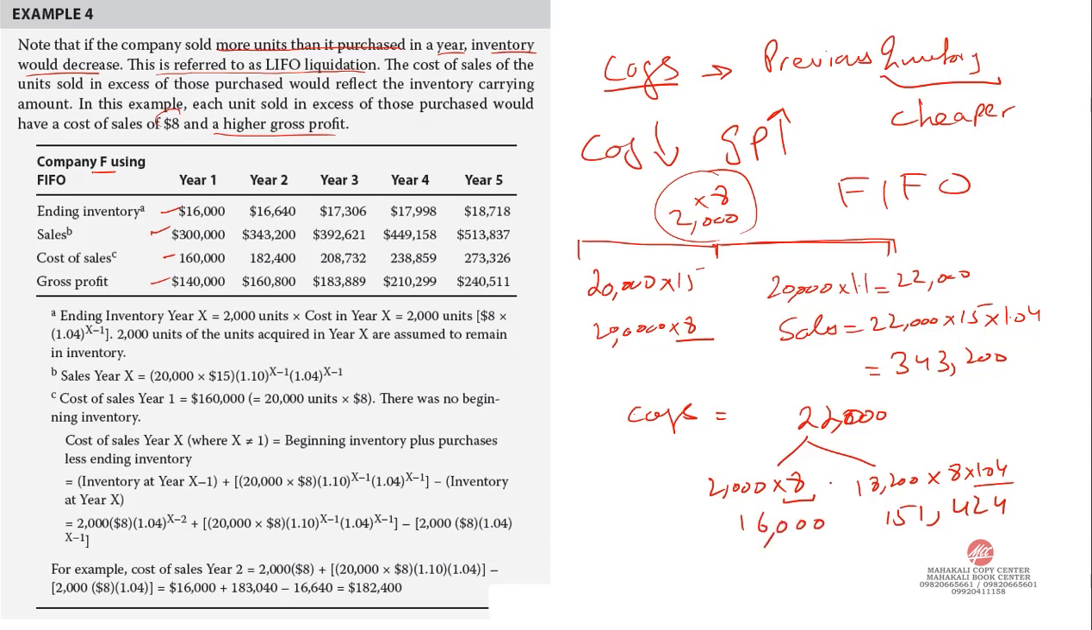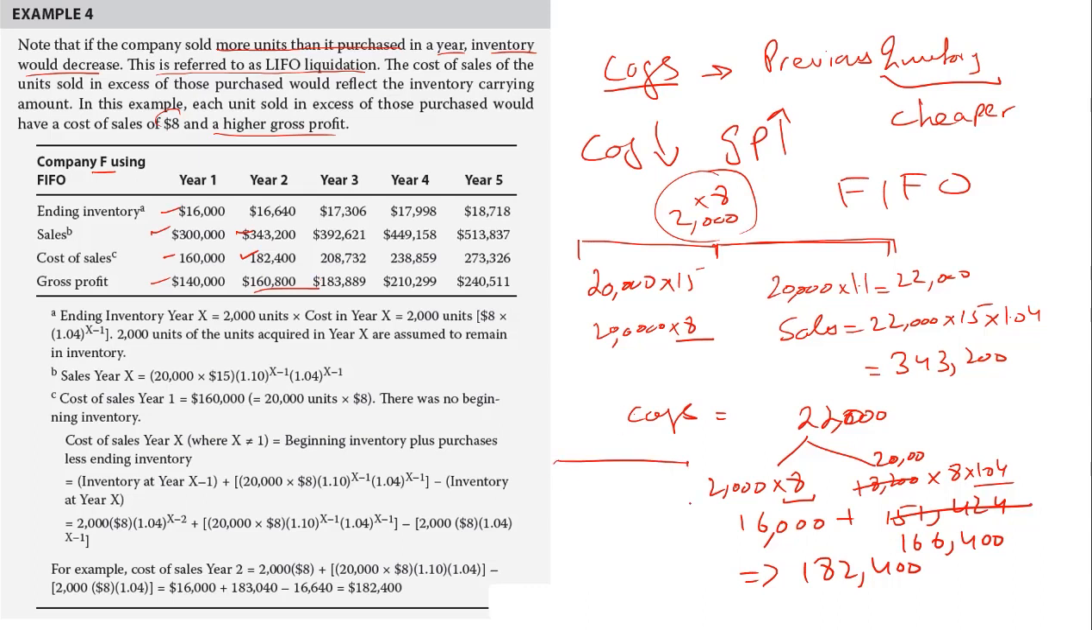16,000. So if we add both of them up, 2,000 plus 18,200 is not right, it is 20,000. So this would be 20,000 into 8 into 1.04, that is 166,400. So 166,400 plus 16,000 gives us 182,400. So this is your cost of goods sold, this is your sales, and our gross profit would be 160,800.